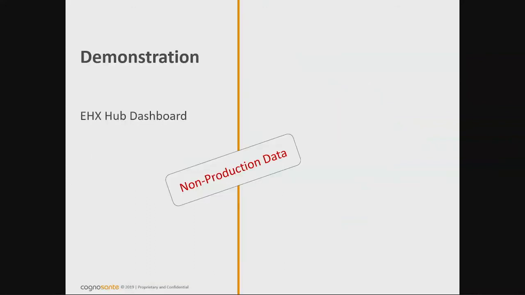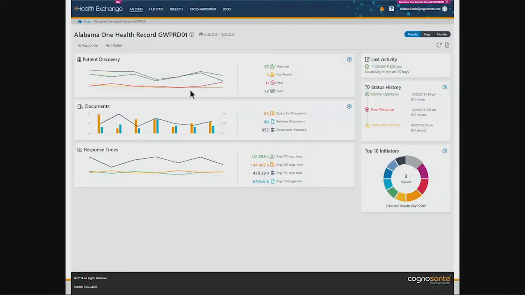So the one thing I want to point out too, the slides I'm going to show you, we chose one participant, one health record HIE in Alabama. Cognosante actually hosts that particular HIE and operates that HIE on behalf of Alabama. We're not using any live data. It's all demonstration QA data, so anything that you see on here, just be aware of that. I don't know if Alabama One Health Record is here, but just a caveat.